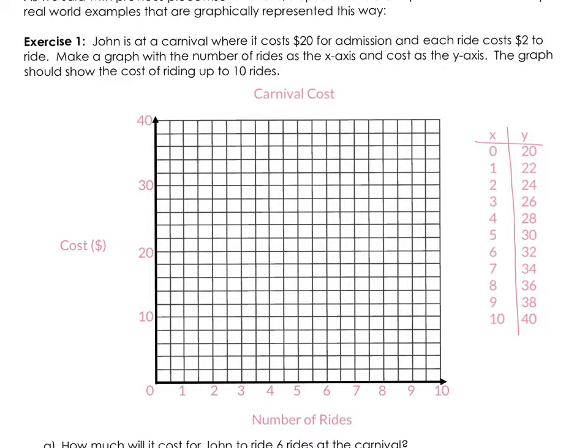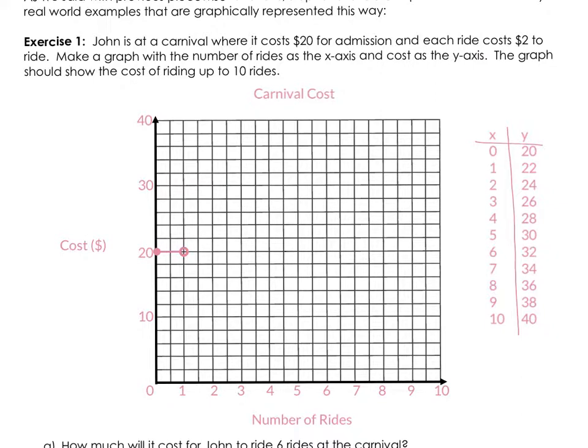Now I have my x's and y's labeled, so I need to worry about open or closed. Well, 0 rides is going to cost me $20. That's a closed circle on that point, so 0, 20. Now, anywhere from 0 up to, but not including, 1 ride, all that time until I actually go on 1 ride, is going to be $20. So I'm going to put an open circle on the 1 with the 20, because as soon as I ride that ride, it's going to cost me a total of $22.